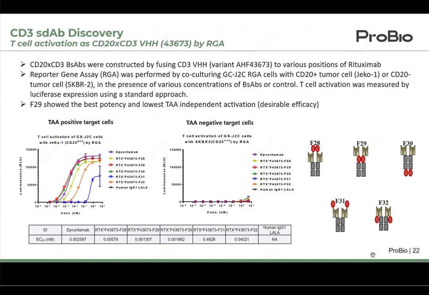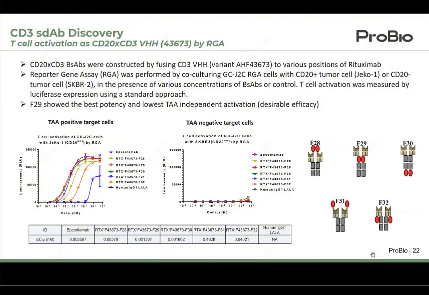So the data I'm showing in the next couple of slides all comes from these tetravalent formats listed on the right panel of this page. Basically, we have 2 copies of the CD3 VHH antibodies and 2 copies of the TAA arms in these symmetrical bispecific antibodies. The red circle represents the CD3, and the dark green represents the TAA arms.